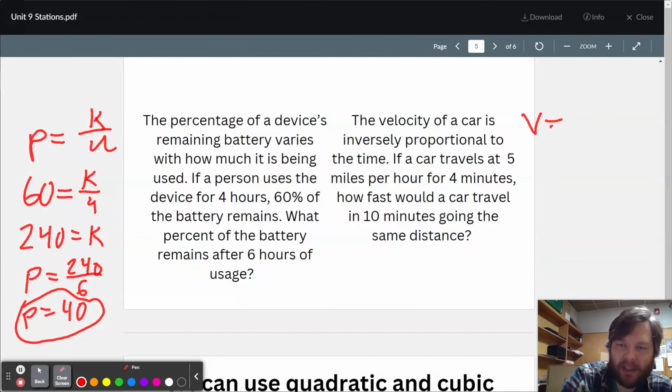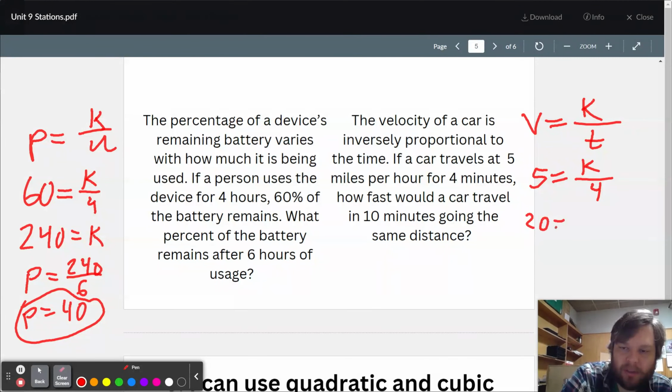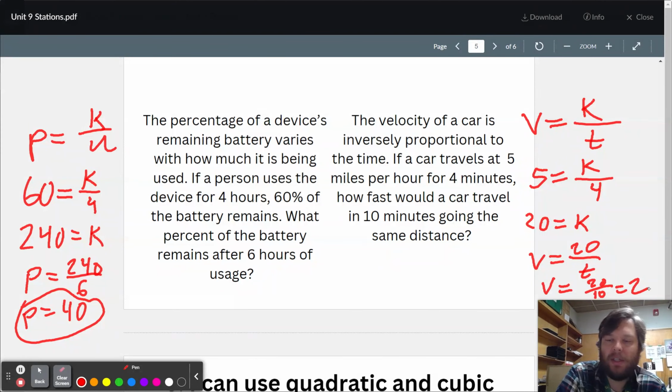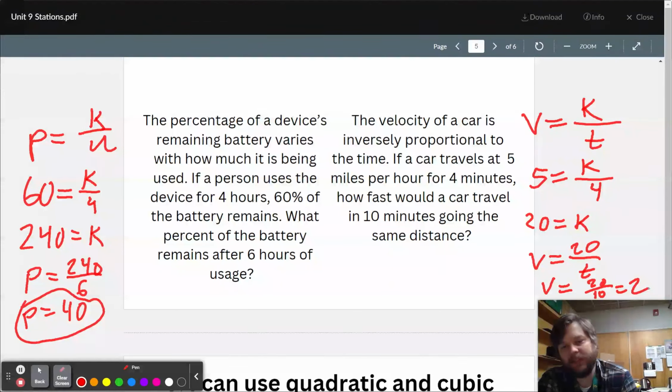Okay, so the velocity of a car is inversely proportional to the time. If the car travels at 5 miles per hour for 4 minutes, then I can multiply by 4 to get my k. And I can set up my velocity equation for 10 minutes. How fast would a car travel in 10 minutes going the same distance? 2. And this makes sense that if you go the same distance and it takes longer, you're going slower.